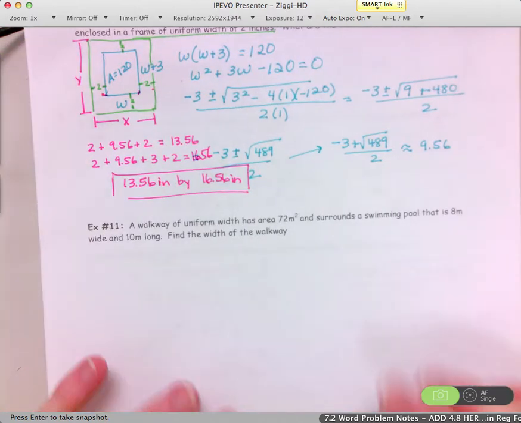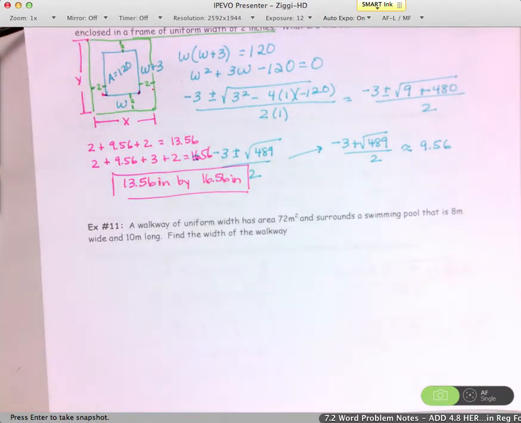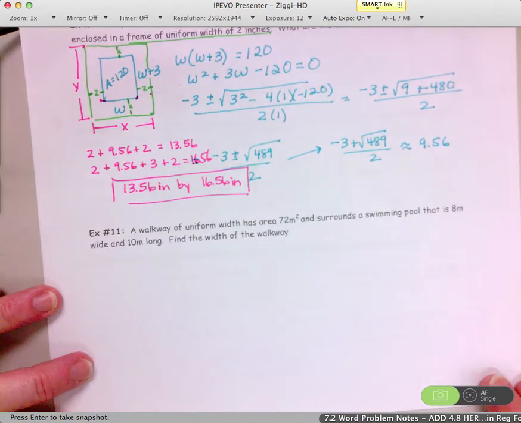And last but not least, example number 11. A walkway of uniform width has area 72 meters squared and surrounds a swimming pool that is 8 meters wide and 10 meters long. Find the width of the walkway. So first we need to understand the problem.